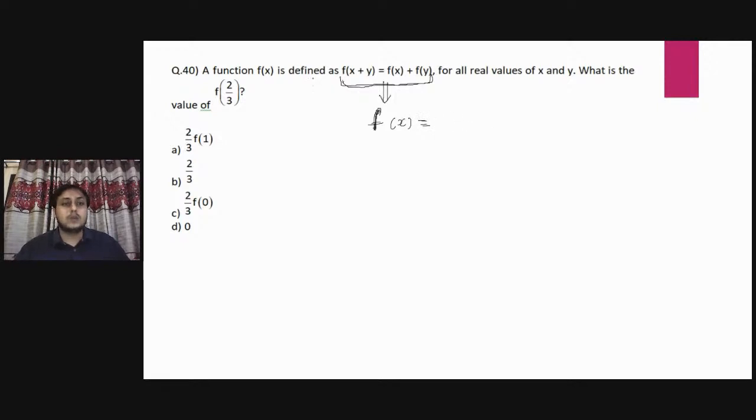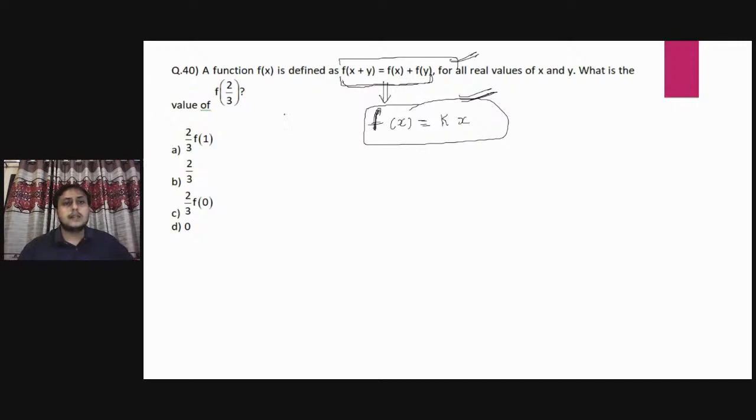If it is defined this way, then f(x) is equal to a linear equation, like f(x) = kx, where k is a constant, or you can say slope. A linear equation with constant term 0 is f(x) = kx + c with c, the constant term, being 0, right? So f(x) = kx in this case, if f(x) is defined as f(x+y) = f(x) + f(y). So remember this property: in this case f(x) = kx, where k is any constant, right?